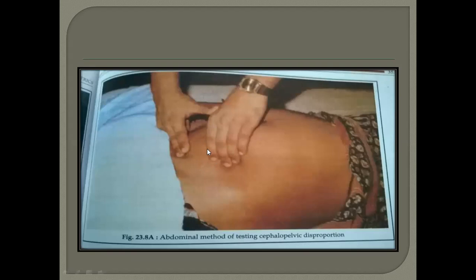If we are able to push the fetal head down into the pelvis easily, then no disproportion. But if only a little portion can be pushed down, and there is slight overlapping of the parietal bone, then moderate. If it is not at all pushed down, and the fetal head is hanging over the symphysis pubis, and these fingers will not be able to stay in position, what does that indicate? That indicates severe disproportion. Okay.